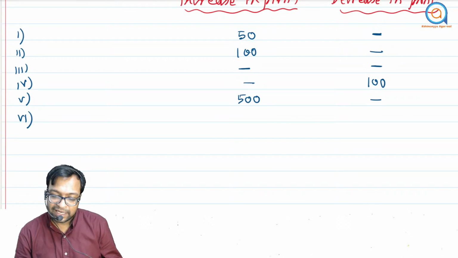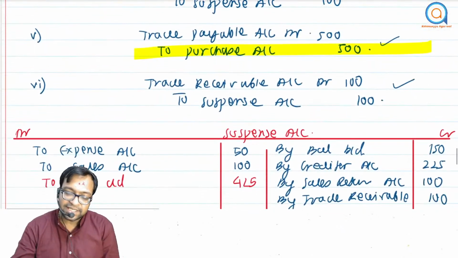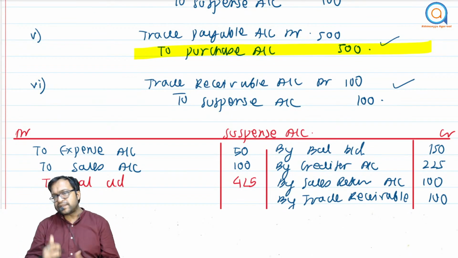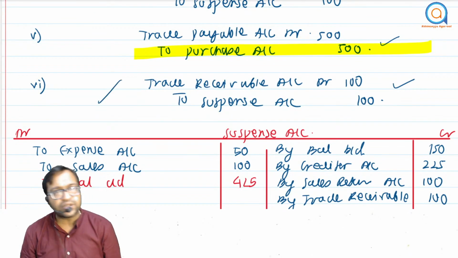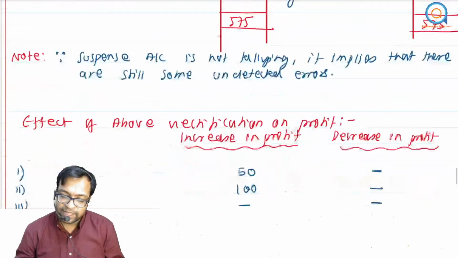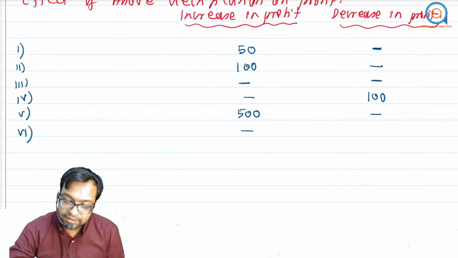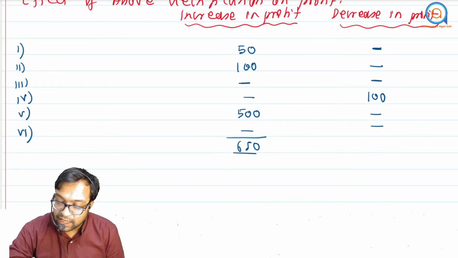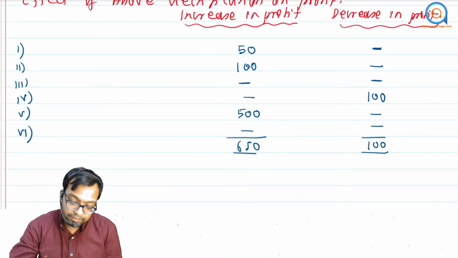Next, sir. Trade receivable to suspense. Suspense is not nominal and trade receivable is also personal, so it will not affect your profit. Write down neither increase nor decrease. So 650 increase in profit, 100 decrease in profit.